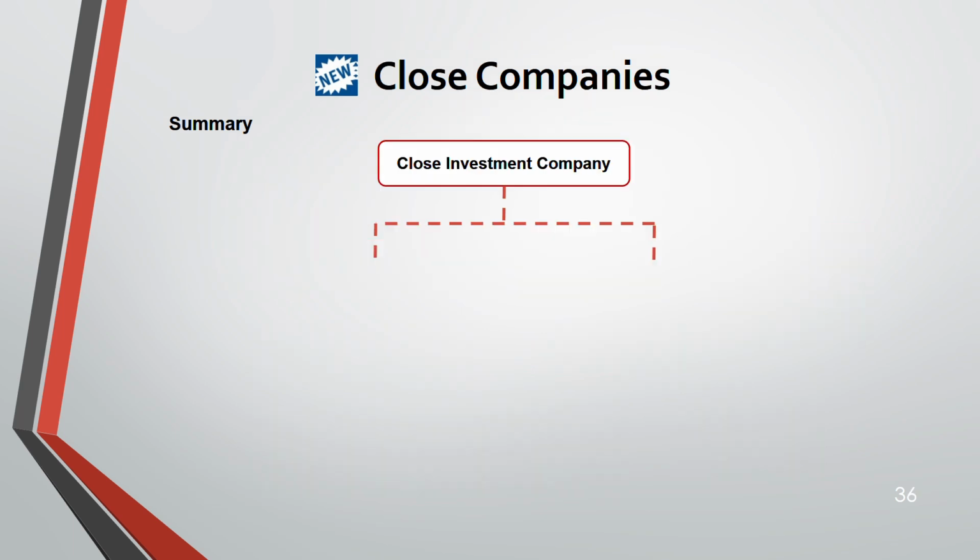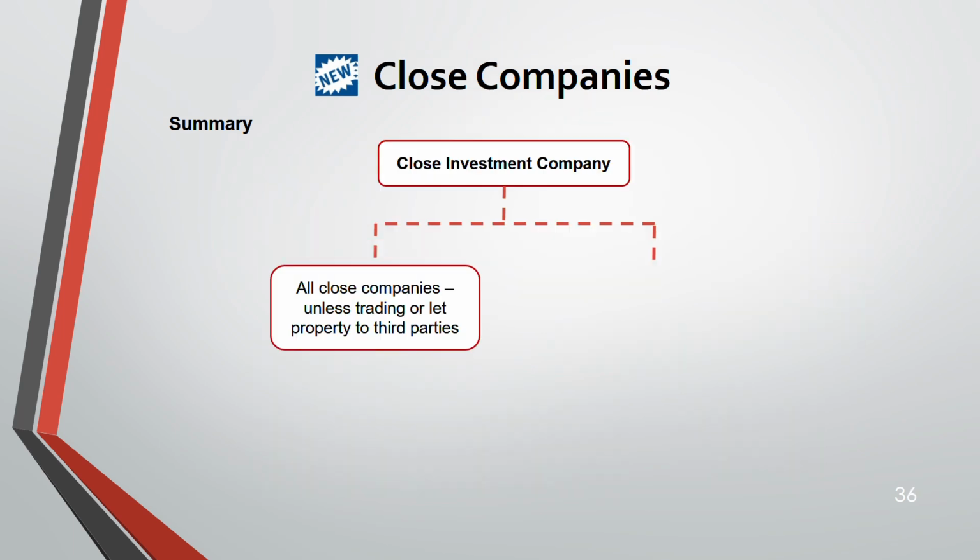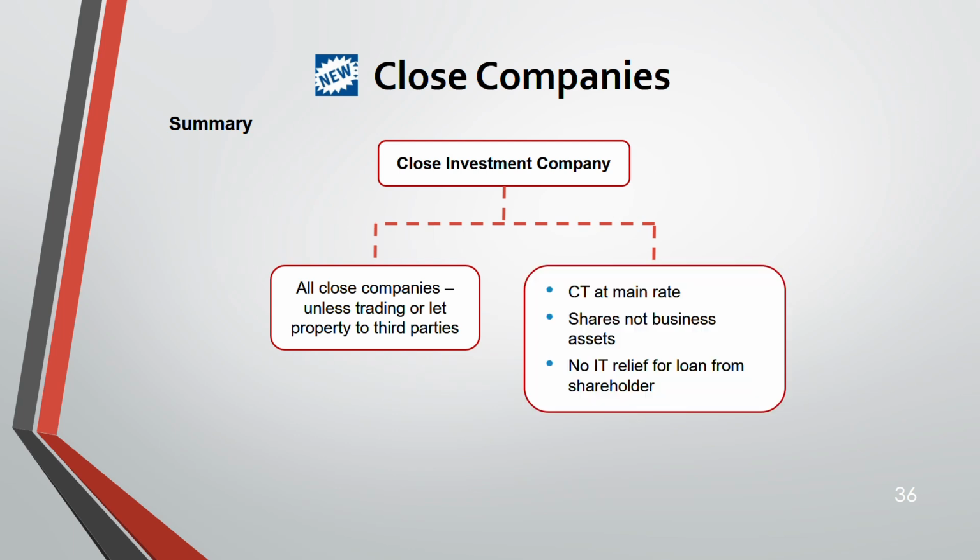Next, closed investment company summary. All closed companies, unless they are into trading or letting property to third parties, are closed investment companies. So the corporation tax will be at the main rate, shares are not business assets, and there is no income tax relief for a loan from a shareholder to a closed investment company.